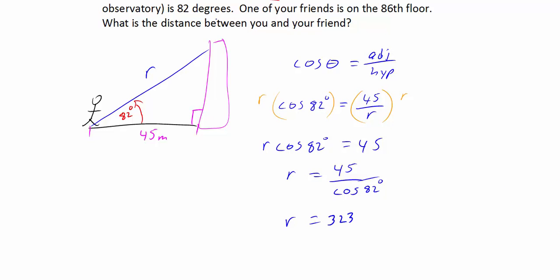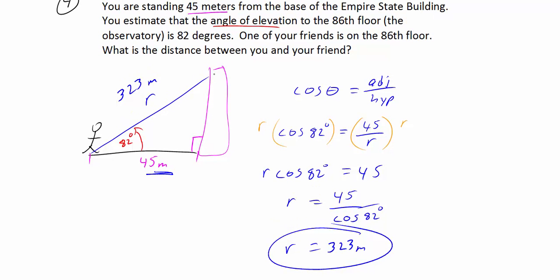Now, because this was a word problem, we should have units here. What is this distance? Well, it's 323, but we said that this is down here 45 meters. So therefore, this must be 323 meters from you to your friend on the 86th floor of the Empire State Building. So hopefully now you have the hang of how we can solve a right triangle using either your sine, cosine, or tangent, and it's all based on which side you know. Do you know the adjacent, the hypotenuse, or the opposite side? As long as you know one of those sides and the angle, you can always find the missing side.